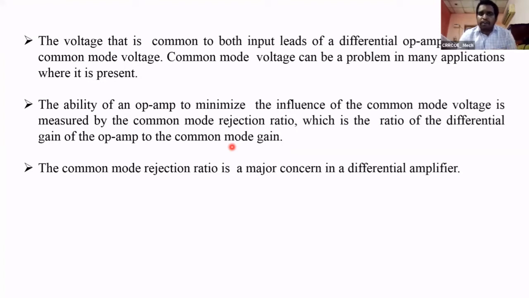So the common mode rejection ratio should be high, which means we have to minimize the common mode gain. Then only is the common mode rejection ratio high. So a high common mode rejection ratio is needed for any amplifier, to minimize the instability in the op amplifier.